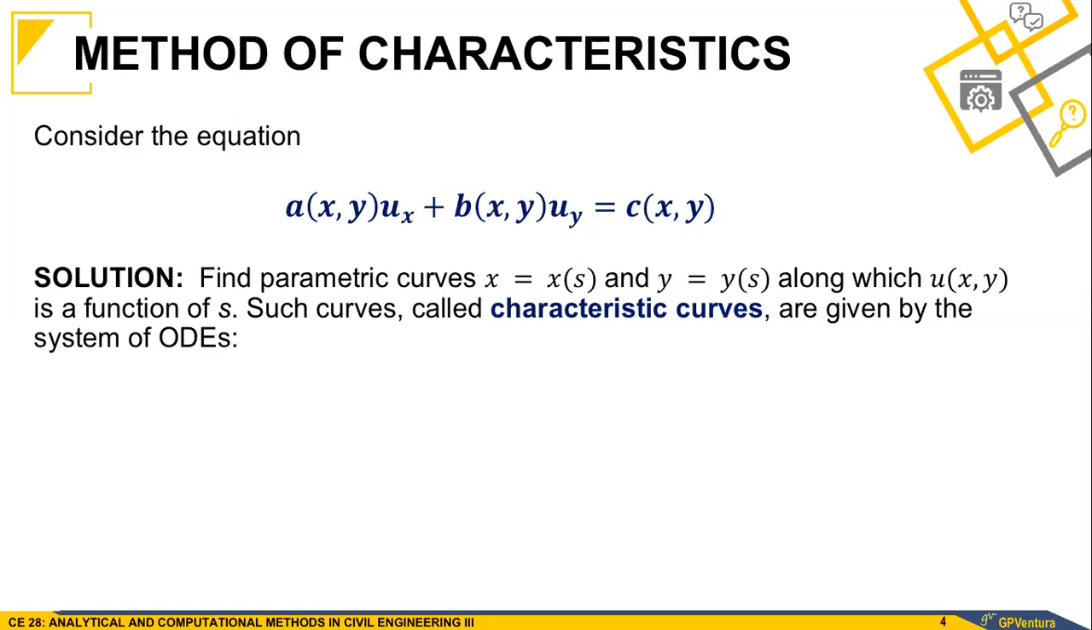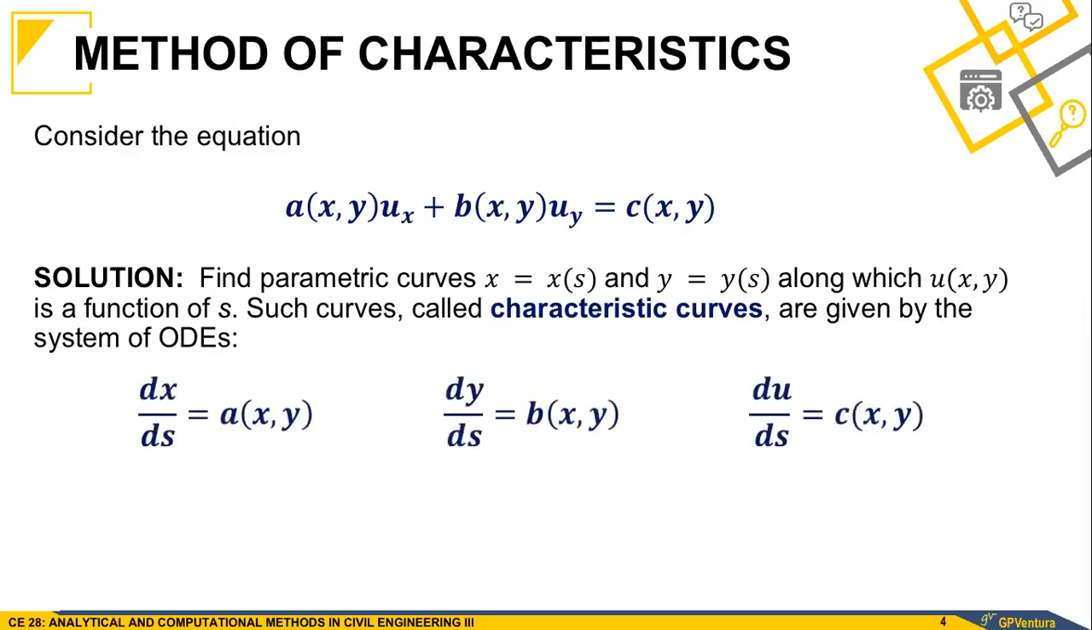Now, the characteristic curves have the following form as shown in the screen here. So we can say that dx over ds is equal to a, dy over ds is equal to b, and du over ds is equal to c. Take note that a, b, and c are the coefficients of ux, uy, and the right-hand side of the equation.